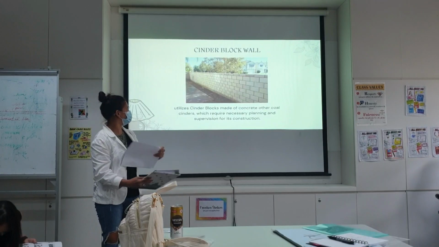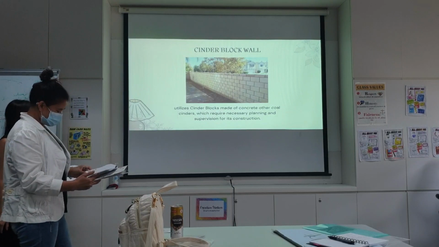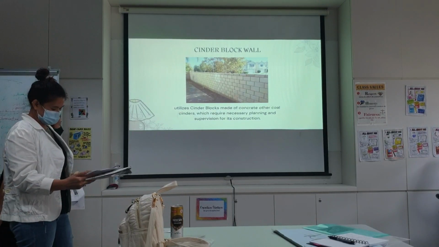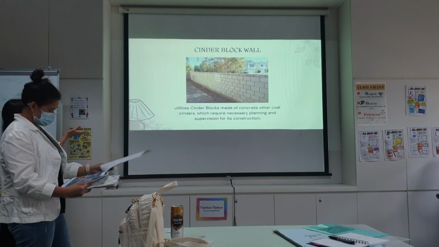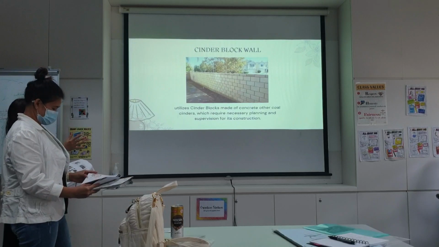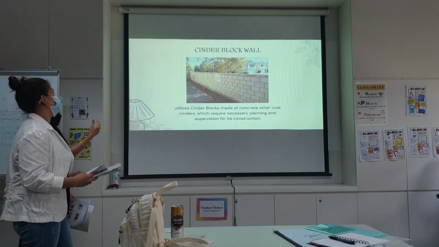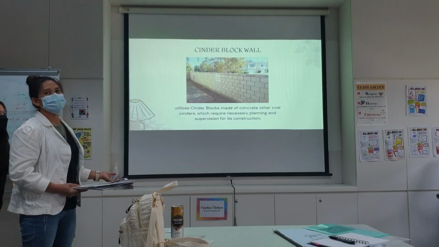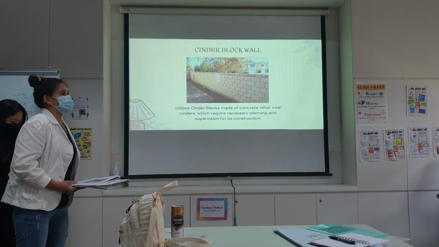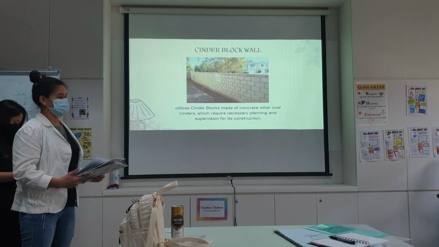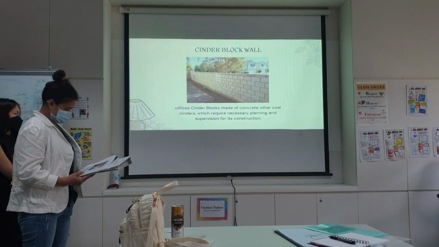Next is our cinder block wall. Cinder blocks are made of concrete, which requires necessary planning and supervision of its construction. You can use it outside the house, like a wall outside, like barriers. Similar to bricks, the cinder blocks are stuck together, joined with a mortar made of the required cement, sand, and water ratio. These blocks are hollow from inside, which allows steel bars and mortar feeding within the blocks.